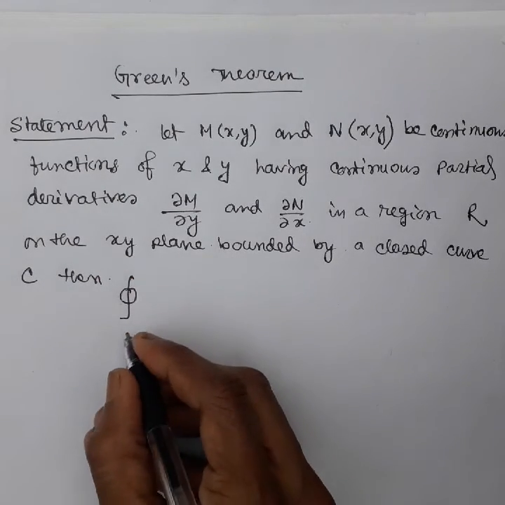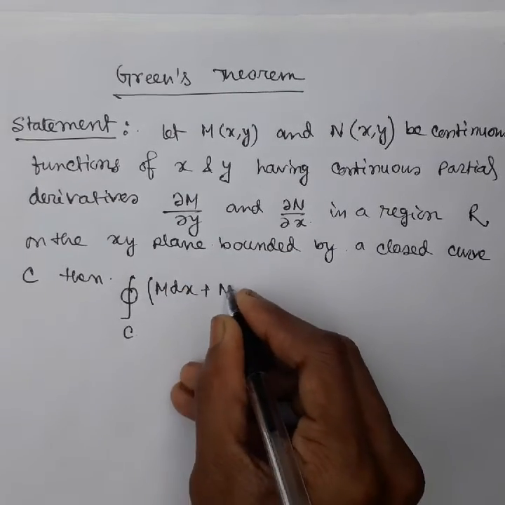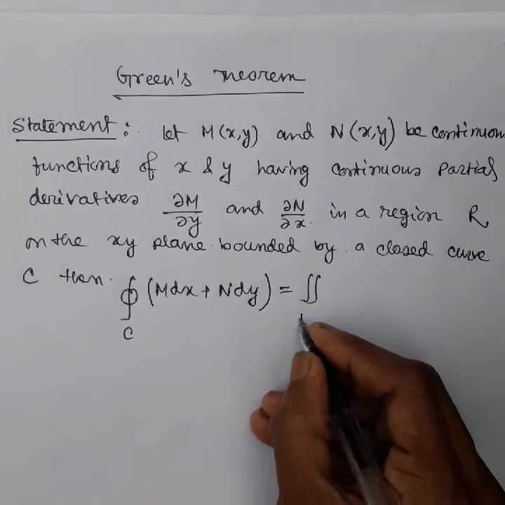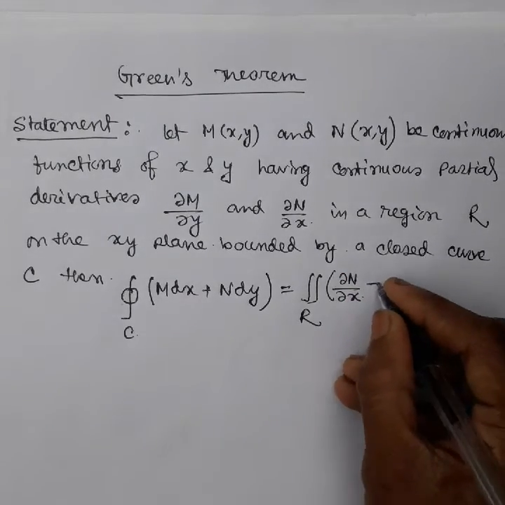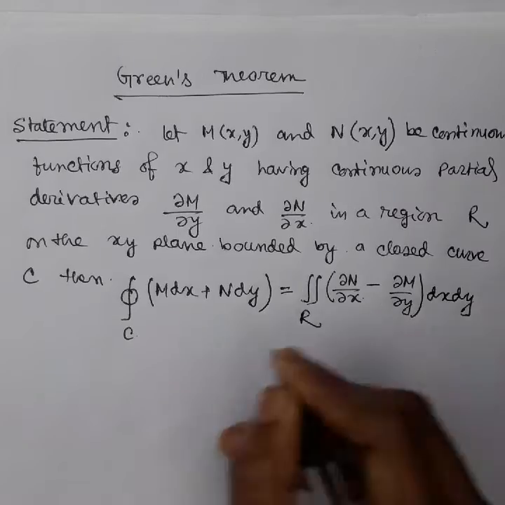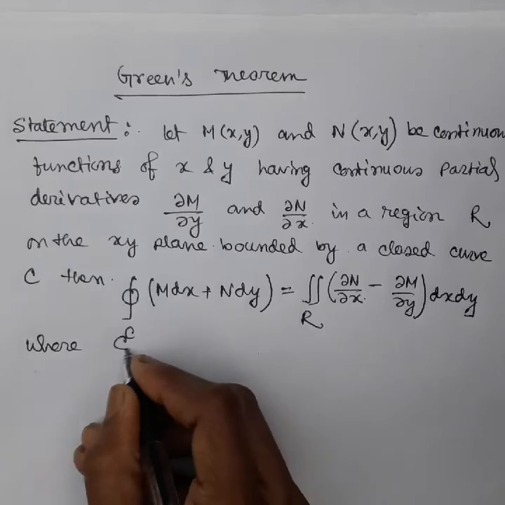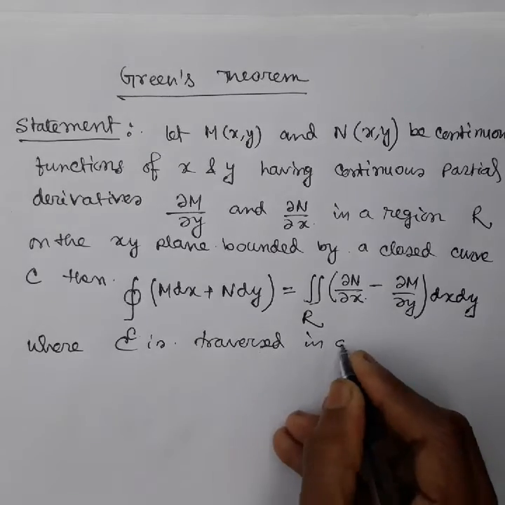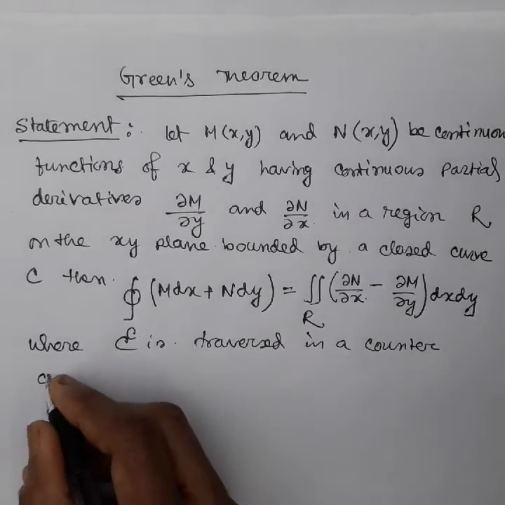the integration around the contour C of M dx plus N dy is equal to the double integration over the region R of del N del x minus del M del y dx dy, where C is traversed in a counterclockwise direction.